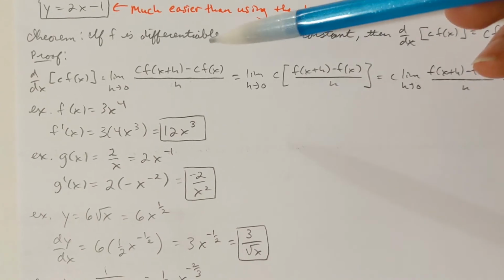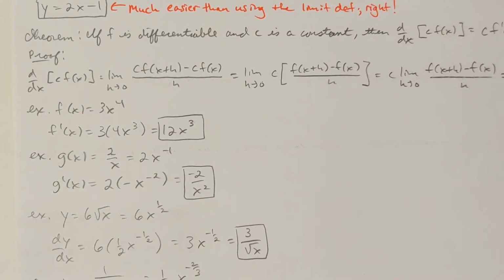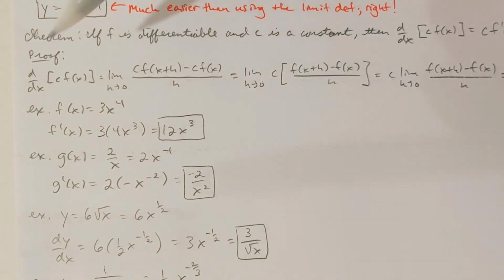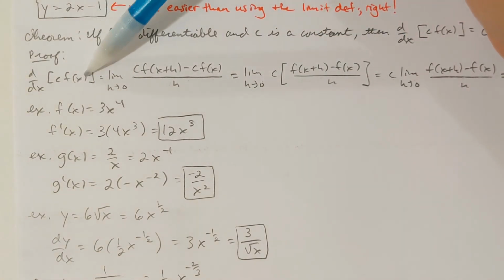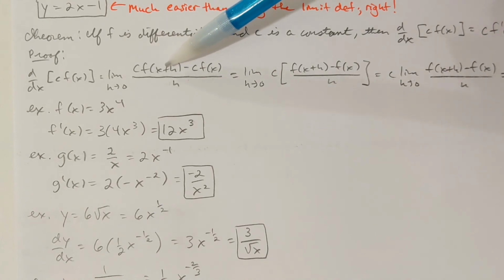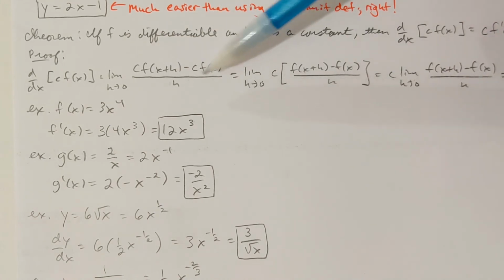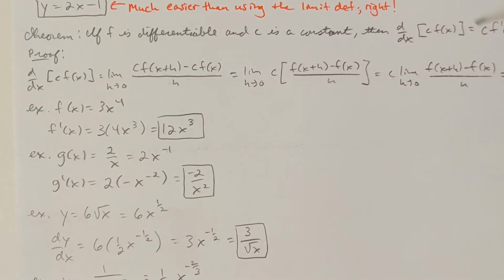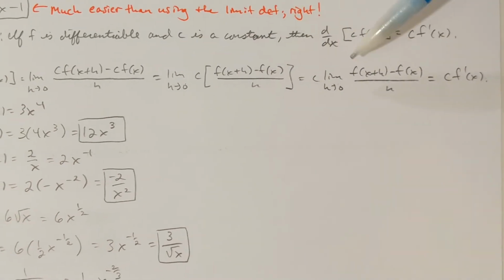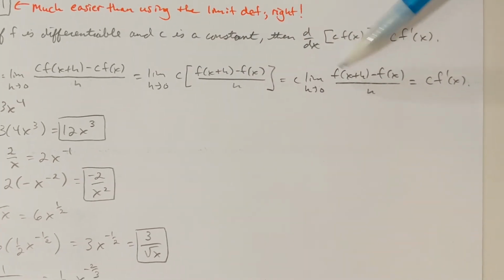Well, let me start with the limit definition. I need the limit as h approaches 0 of the difference quotient. So here's what I'm differentiating, the constant times a function. c times f of x plus h minus c times f of x, all over h, would be the difference quotient. Now, c is common to these two terms in the numerator, so I can factor that out. I know that constants can come out of limits, right? That's one of our limit laws. So I can go ahead and pull that in front of this limit here.